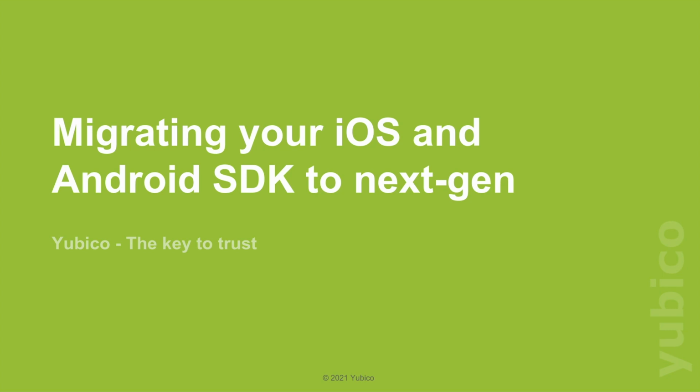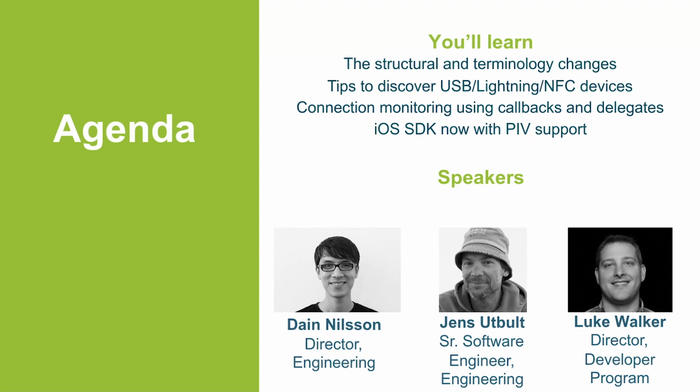So today, the team and I will be giving some tips and tricks on how to upgrade your existing Yubico Mobile SDK apps to use the latest version of the SDK. We'll cover some of the structural and terminology changes, new ways to discover devices, how to monitor connections using callbacks and delegates, and a brief introduction of the PIV support on the iOS SDK. And I'll quickly go over some of the high-level use cases where we see partners and customers using the SDK. Dane will dive into the Android parts and Jens into the iOS specifics. So let's get started.